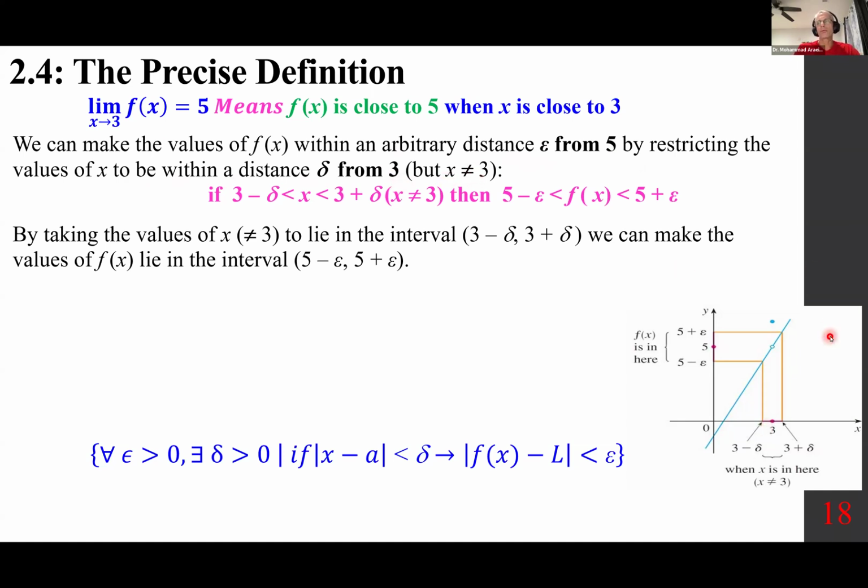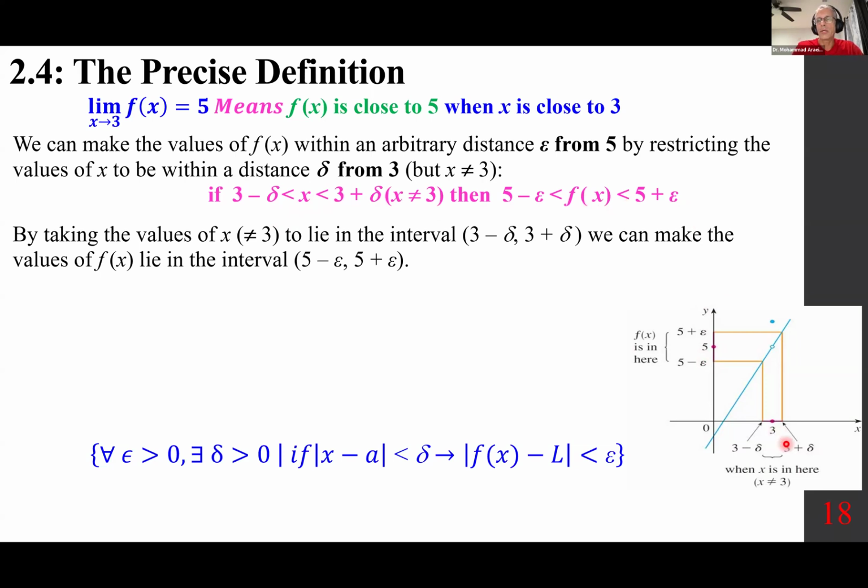As we look at the graph along the x-axis, for example, we are coming close to number 3 from the left and right within the distance of delta, and along the y-axis, we are getting closer and closer to the y coordinate 5 from the bottom and the top within the distance of epsilon. So if 3 minus delta is less than x, less than 3 plus delta, where x can't be 3, then 5 minus epsilon is less than f of x, less than 5 plus epsilon.